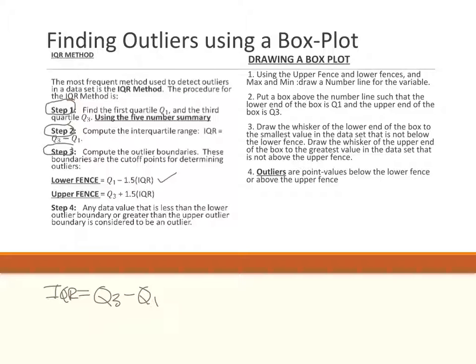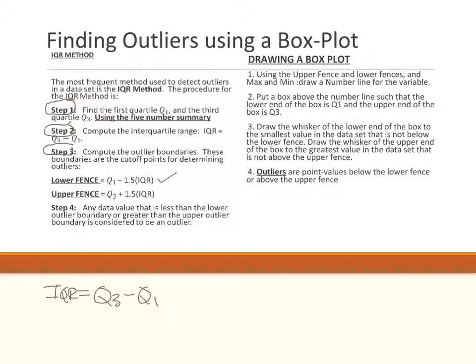So the lower fence is Q1 minus 1.5 times IQR, and the upper fence is Q3 plus 1.5 times IQR. You will notice we use 1.5 because it's half of 3. And remember, our z-score values are either greater than 3 or less than minus 3 for the whole data set, so we divide it in half, and that's the reason why 1.5 is used.